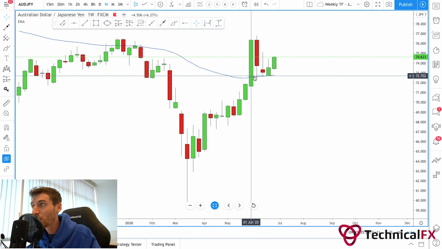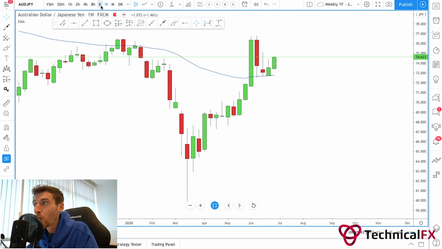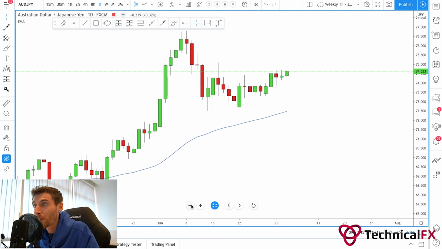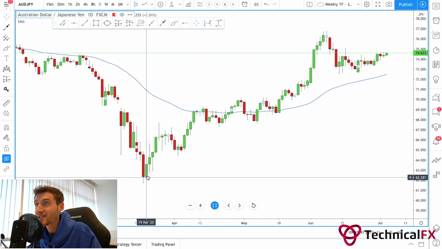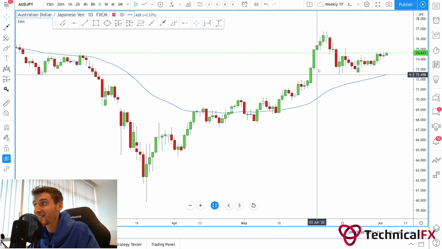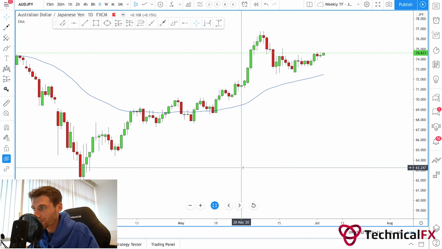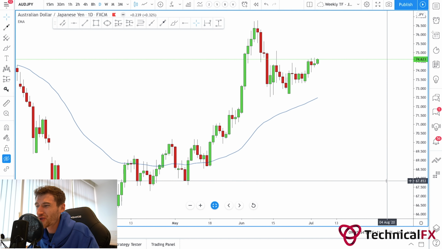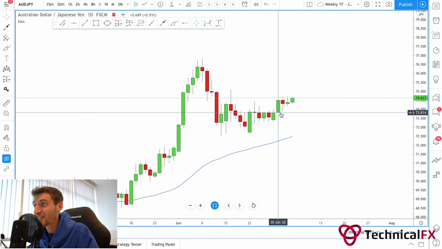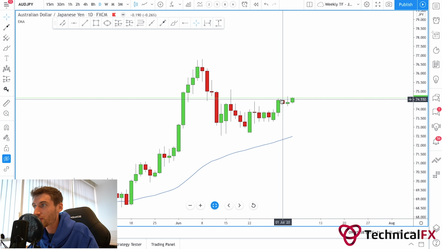But then the next week, we didn't even break below the previous low. We pushed straight back to the upside. And this week, we've also rolled over to the upside. Overall, we have been in a bit of a choppy range. Take a look previously, nice descending move, nice ascending move, descending move. But over the last 2-3 weeks, AUD JPY has pretty much shown us no market structure.